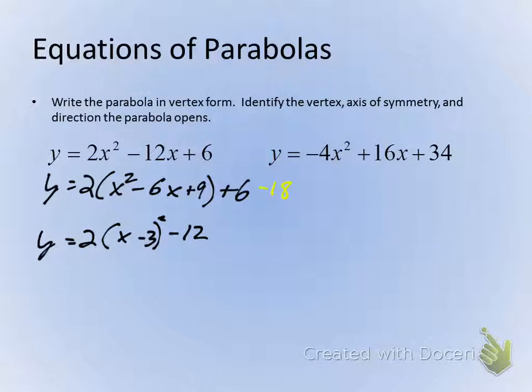Okay, so how do you know if it's up and down or sideways? That's what we're getting to. This one here, y equals, the vertex is what? h, k, and h would be 3 and negative 12. Good.